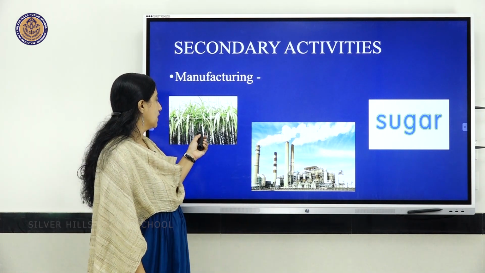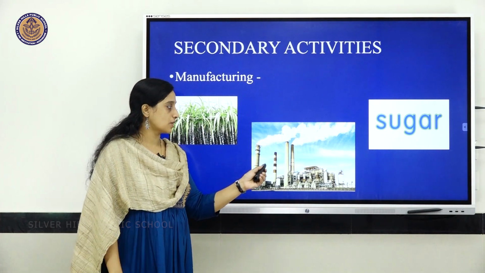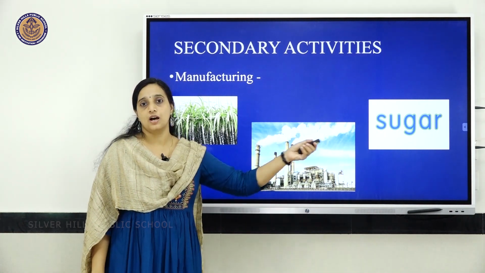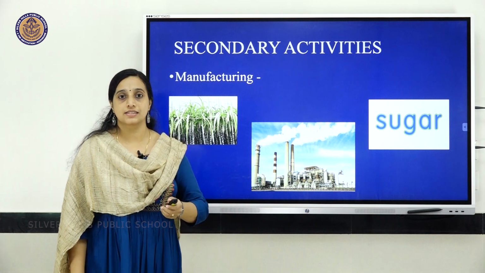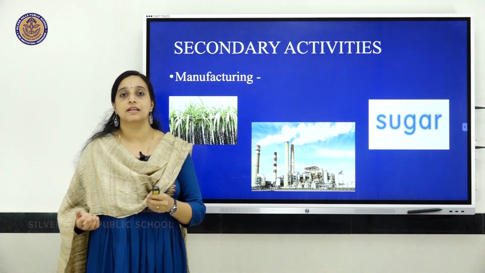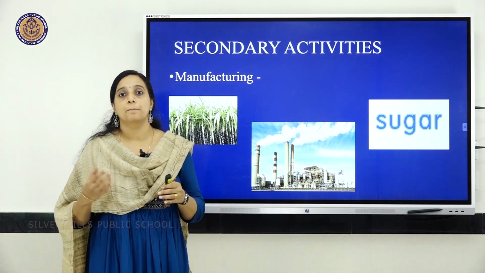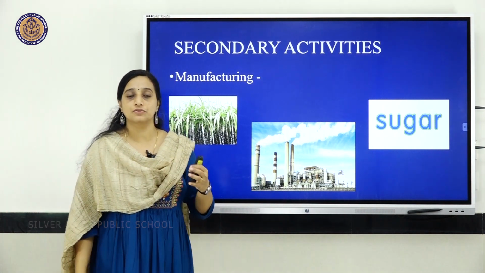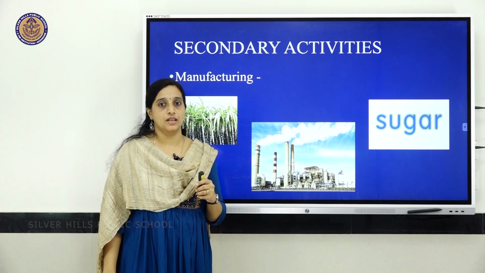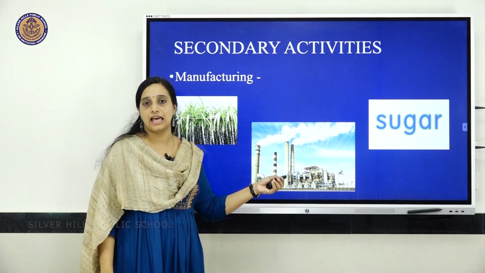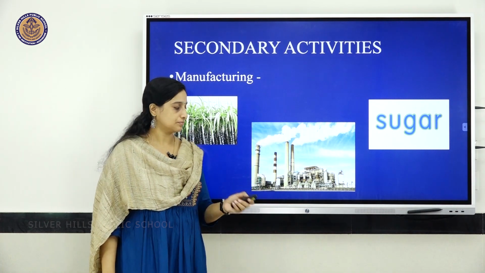For example, sugarcane processed with the help of machines and technology comes out as sugar. In the same way, cotton is transformed or converted into cloth, and wood is converted into paper. This processing is done with the help of machines and technology.